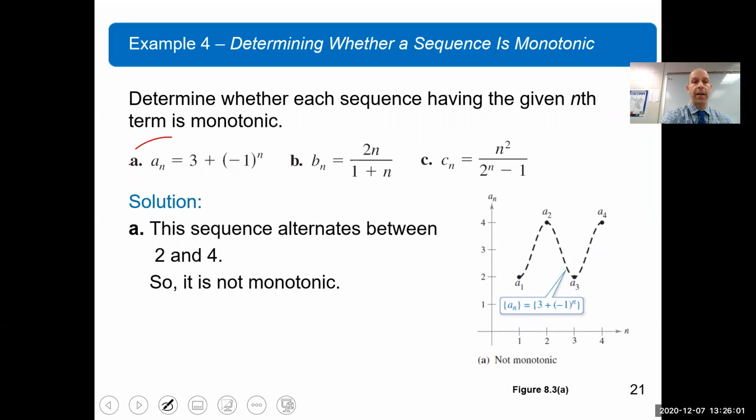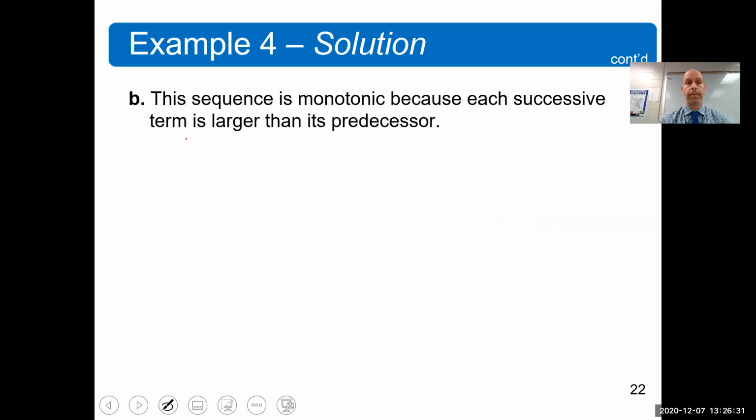So here's sequence A. Sequence A is 3 plus (-1)^n, which I've already kind of sketched a graph. And we already saw this one earlier. This is the one that alternated between 2 and 4. Well, this is clearly not monotonic. And the reason it's not monotonic is because in order for it to be monotonic increasing or decreasing, it would have to either constantly be getting smaller and smaller or constantly be getting bigger and bigger. And that's clearly not the case. It's alternating between two values, so it's not monotonic.